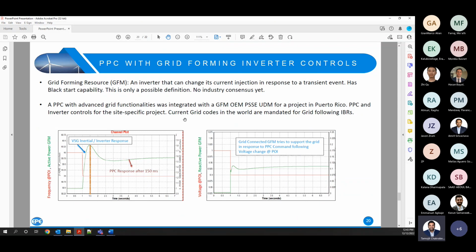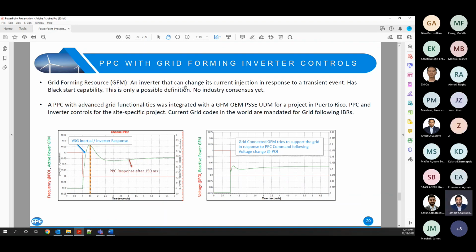This is one of the interesting projects that we did very recently, where we developed a power plant controller for a grid forming resource. Now, grid forming, as you know, is becoming very popular in the industry, but apart from Great Britain, who are writing a grid code with requirements for grid forming, there is not an industry consensus yet on a proper definition, and grid codes haven't been updated yet. It's coming, but it's not updated yet. So I've tried to define this based on several examples that I've seen across the industry.